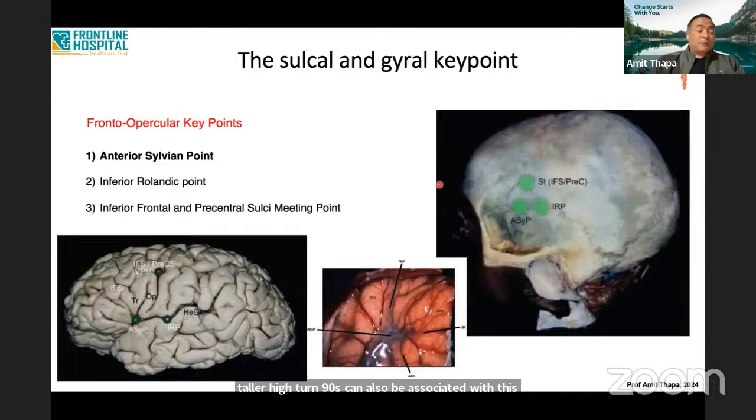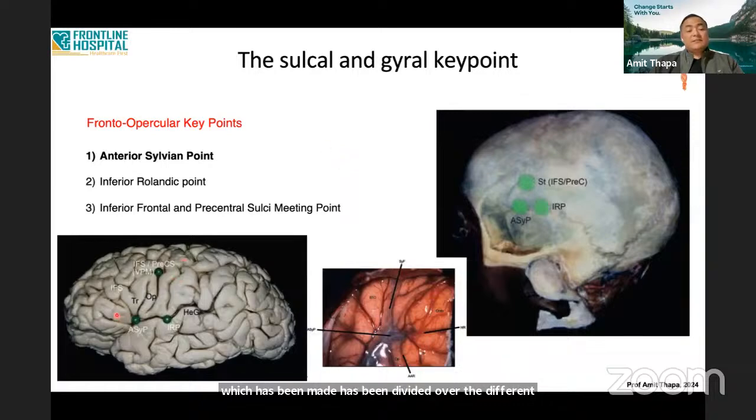Now, Rhoton has, in his talk about his key work on the sulcal and gyral key points, and I want to highlight this aspect here because this is very important for surgical planning. So one of these key sulcal and gyral key points has been divided over the different cerebral surfaces. So the frontal opercular key point, which is basically the workhorse of all the neurosurgery which we do from the pterional craniotomy, is based on these key points.